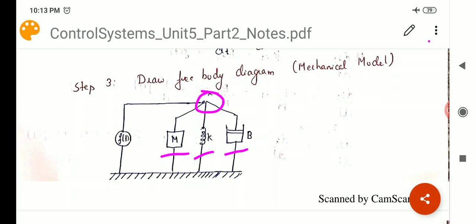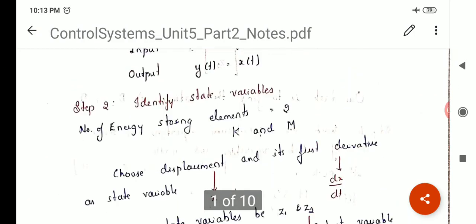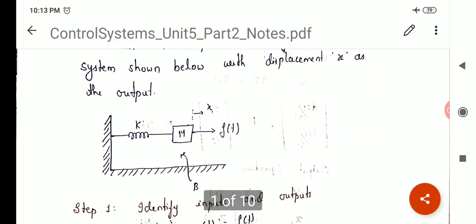To better understand this, I'll just scroll up. You can see here there is one mass, therefore one displacement. So one displacement, therefore only one node, and each of these elements are associated with only one displacement, therefore they are all m, b, k, all connected between the node and the ground.